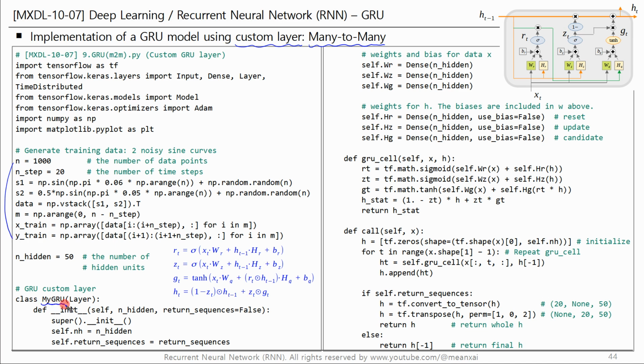Now let's write a class for a GRU cell using Keras's custom layer. This has the same structure as the many-to-many peephole LSTM custom layer in the previous video. Let me explain it briefly here.